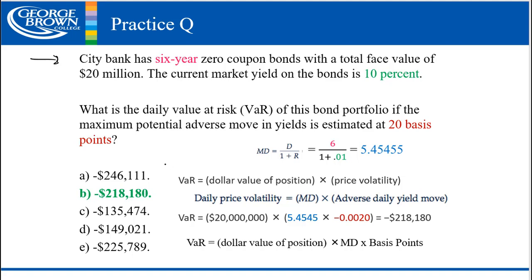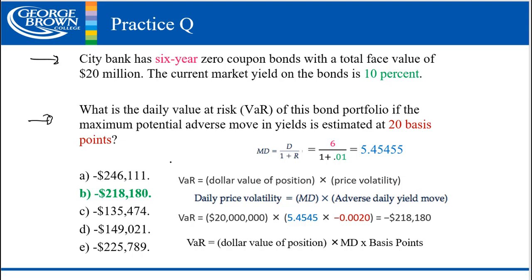And I did a bit of color coding in the solution here. This is the nice, perfect review slide. Okay, so Citibank has that 6-year zero coupon bonds, total face value of 20 million. Current market yield on the bonds is 10%. What is the maximum daily value at risk, VAR, of this bond portfolio if the maximum potential adverse move in yield is 20 basis points?